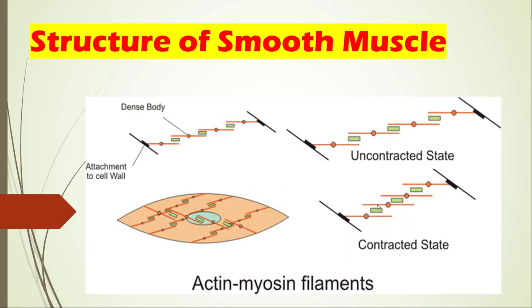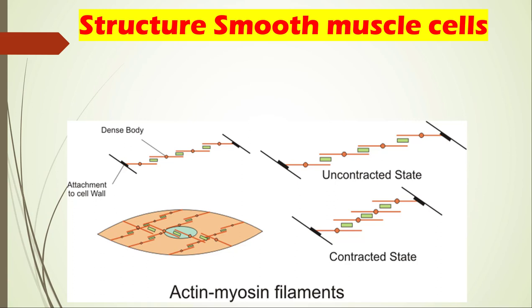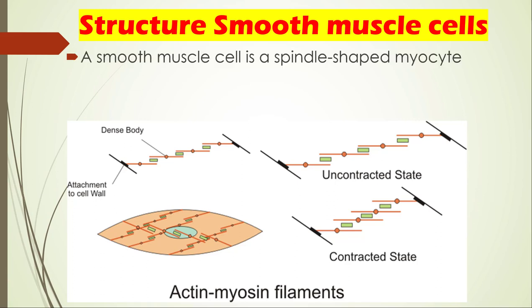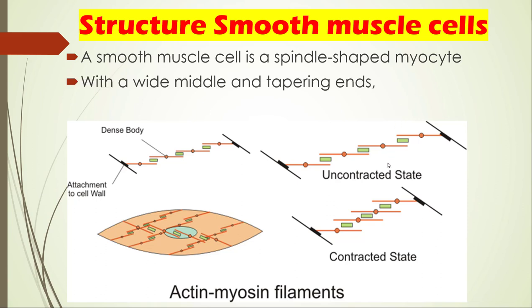Today I am going to discuss smooth muscle and its structure. A smooth muscle is a spindle-shaped myocyte. Myo means muscle and cyte means cell. So it is a muscle cell with a wide middle and tapering ends. At the middle these cells are wide and they taper towards the ends. It contains a single nucleus which is centrally located.